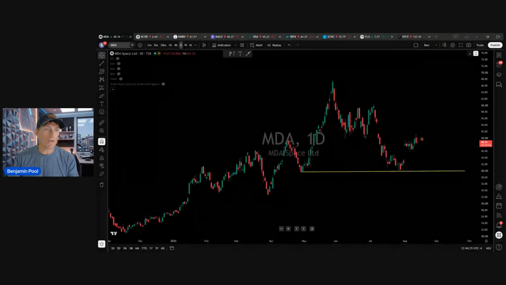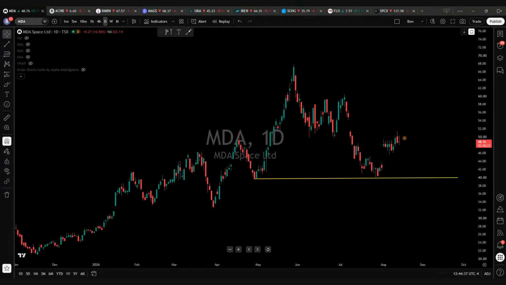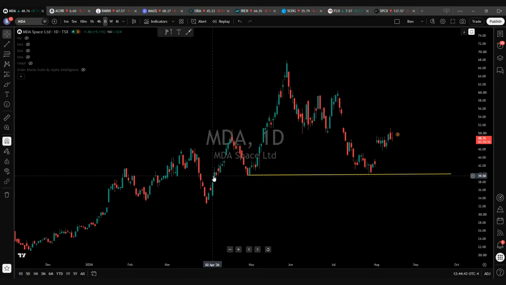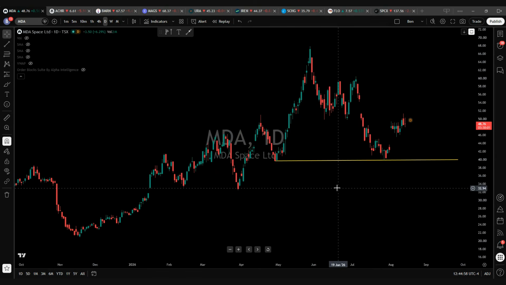The first one we're going to cover is MDA. So MDA, I have delayed charts on right now. A couple things that I'm looking at. First off, here's a potential shoulder, head, and shoulder pattern that's currently forming on MDA. Now, we haven't broken the neckline, which is this trend line right here. And if it does break, then we're going to see more downside on MDA.